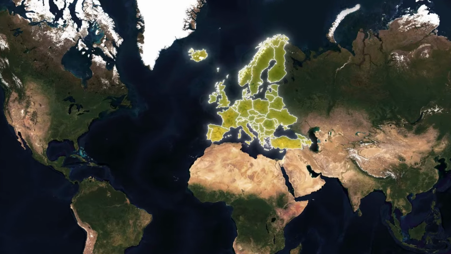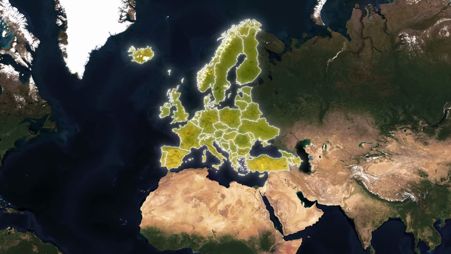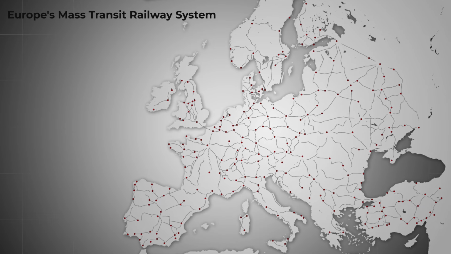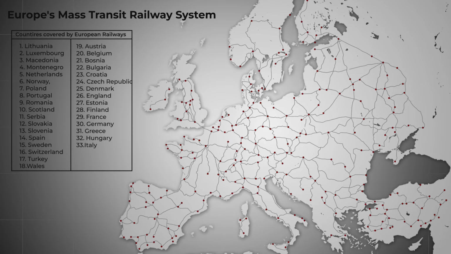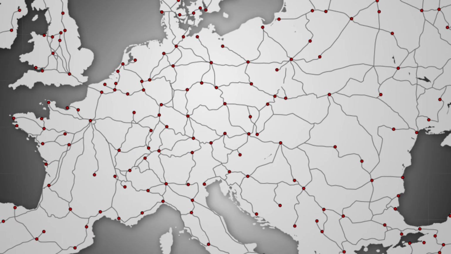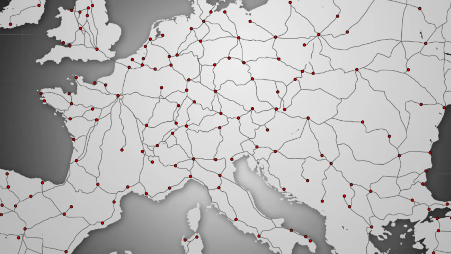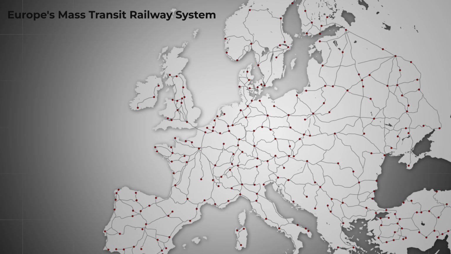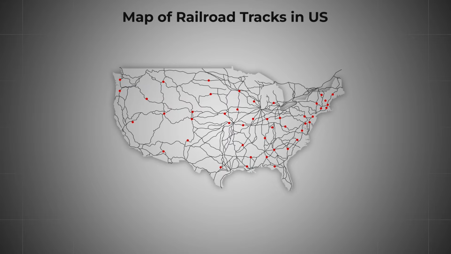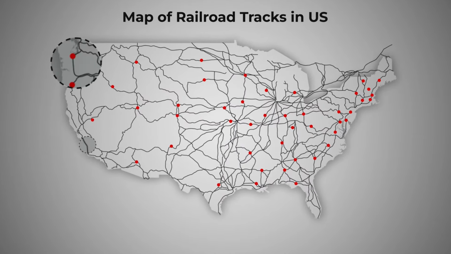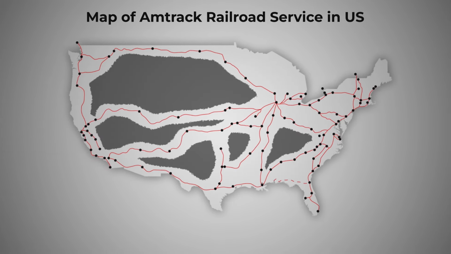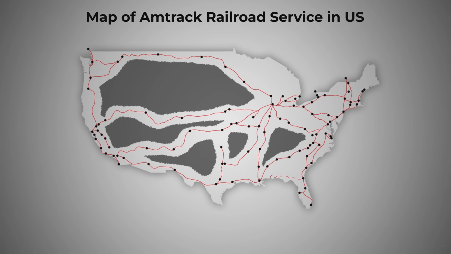The intricate city planning of Europe extends beyond streets and walkways. Observing the map of Europe's mass transit railway system, which spans 33 countries, reveals a dense network with comprehensive coverage, leaving virtually no area without railway access. Now, if we compare this to a map of railroad tracks in the US, it's a different story. While parts of the US have some good mass transit, there are areas of the country that aren't covered by Amtrak, the nation's largest passenger railroad service.